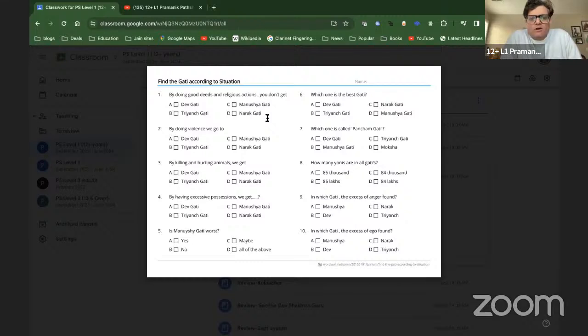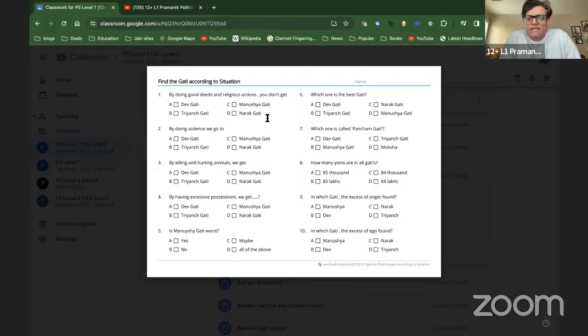Okay. What is next? In which gati is the excess of anger found? Where do you think there are more angry people? Is it in Manushya Gati, Narak Gati, Dev Gati, or Tiryanj Gati? Which one do you think has the most angry people? Narak. You are right, beta. Narak is the Gati where there is more excess of anger.